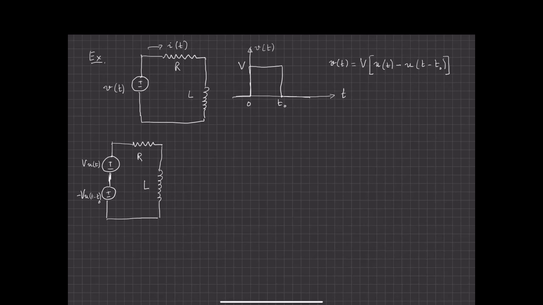But in order to solve this circuit, I see there are two voltage sources. So why don't I use superposition? I'll use superposition. So I'll calculate the response of one source, and then I'll calculate the response of the second source, and I'll add them up. All right?